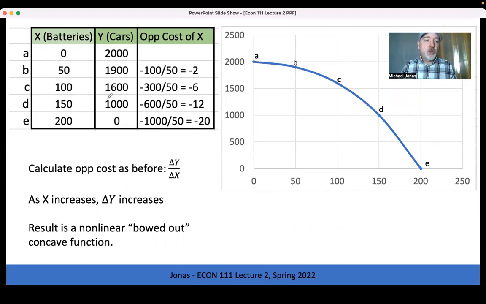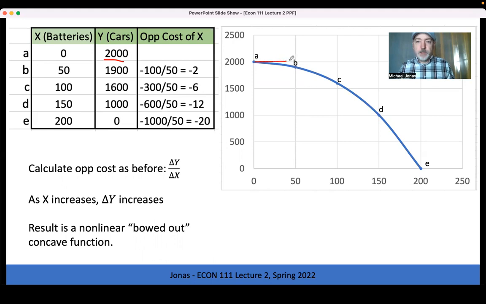So if we alter the numbers a little bit in our original example, we can see how we get this result. So the X column I've left the same, those 50 unit increments from 0 up to 200. And if we start at the same point we did before, 2,000 automobiles, and then we start to move from left to right, so from point A to point B, this is a more realistic way to think about it.